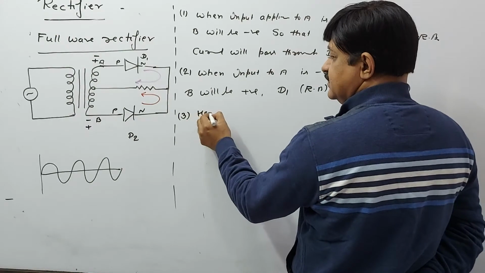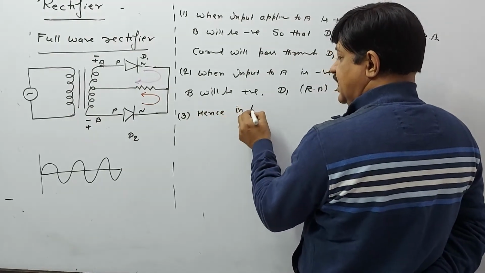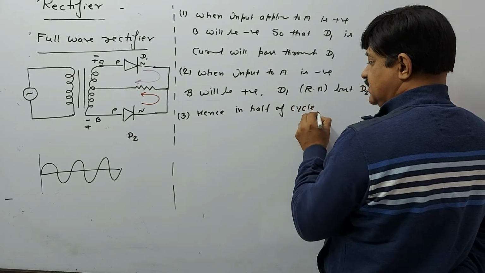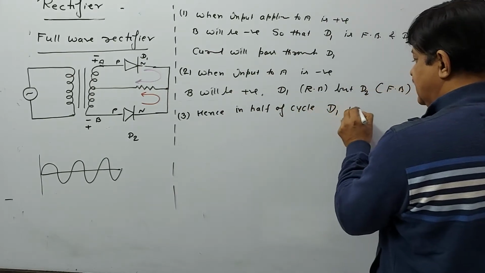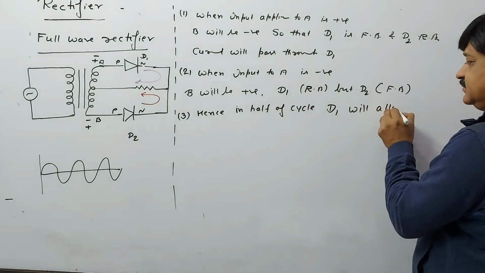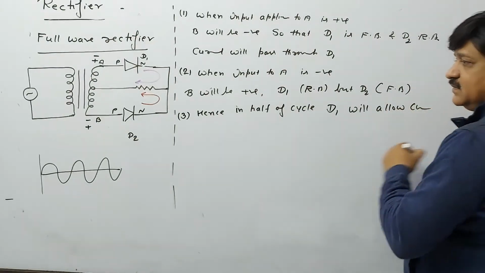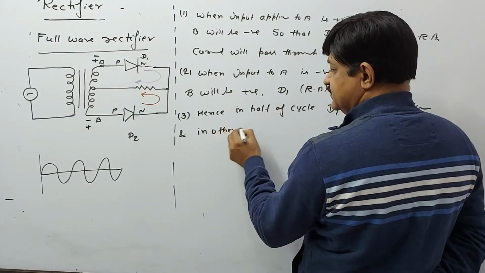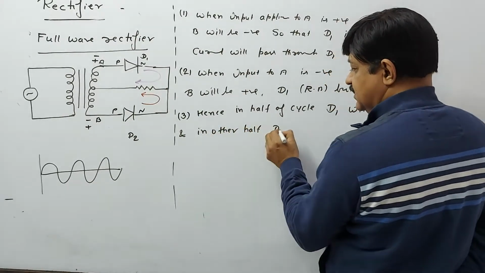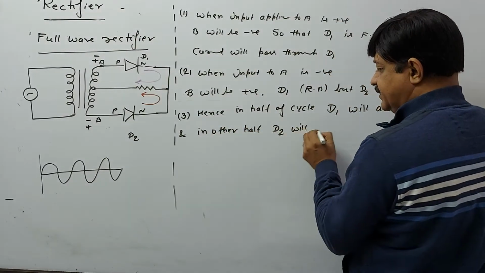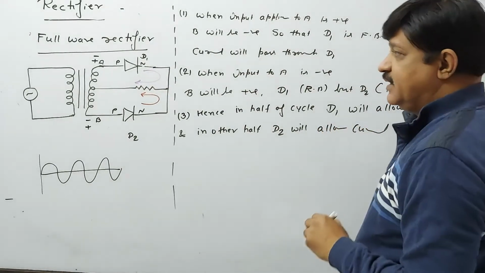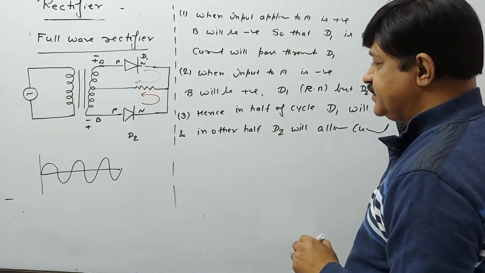Hence, in half of cycle, D1 will allow current, and in other half, D2 will allow current. एक बार D1 से करंट फ्लो हो जाएगा, दूसरी बार D2 से करंट फ्लो हो जाएगा.